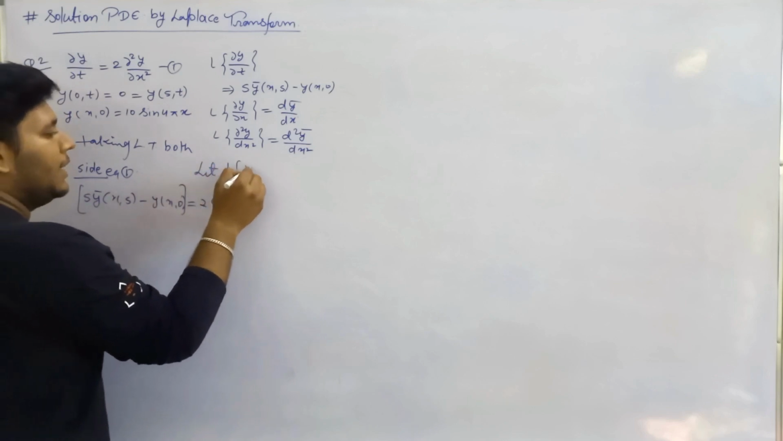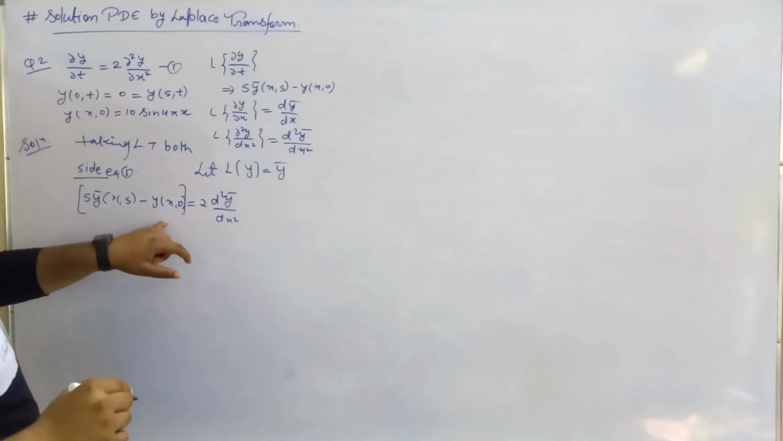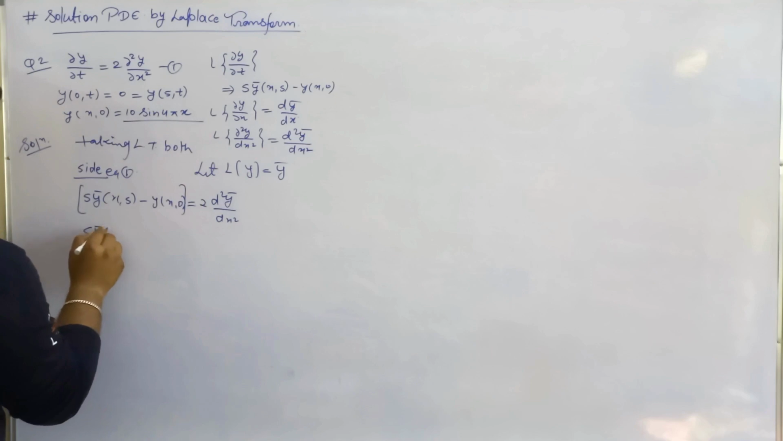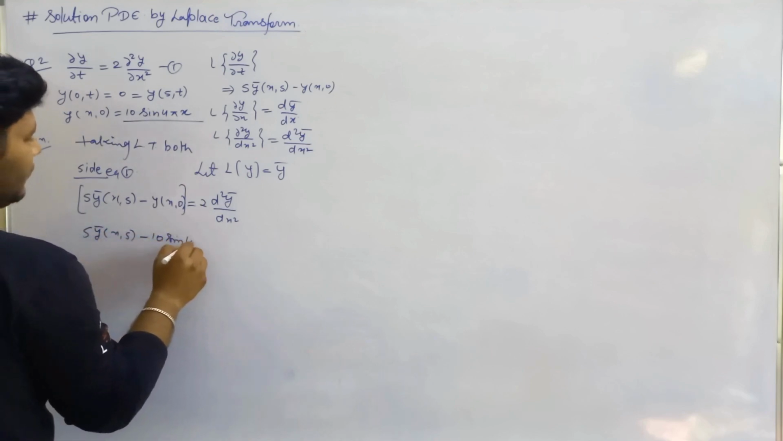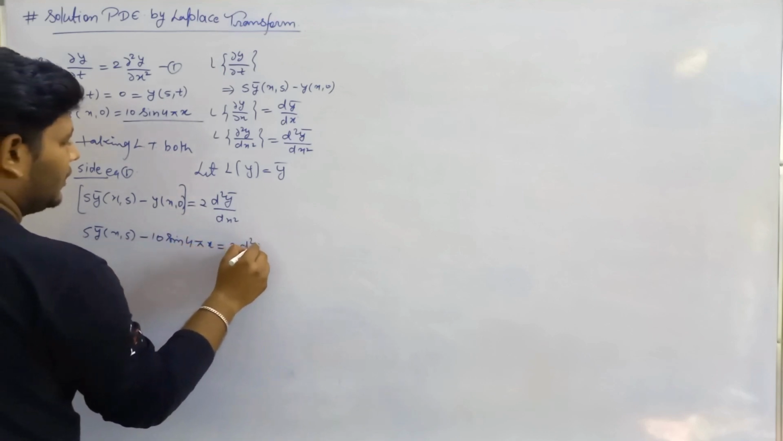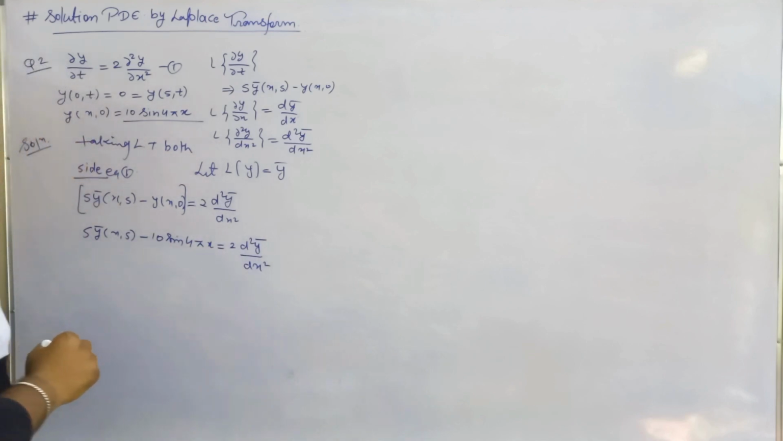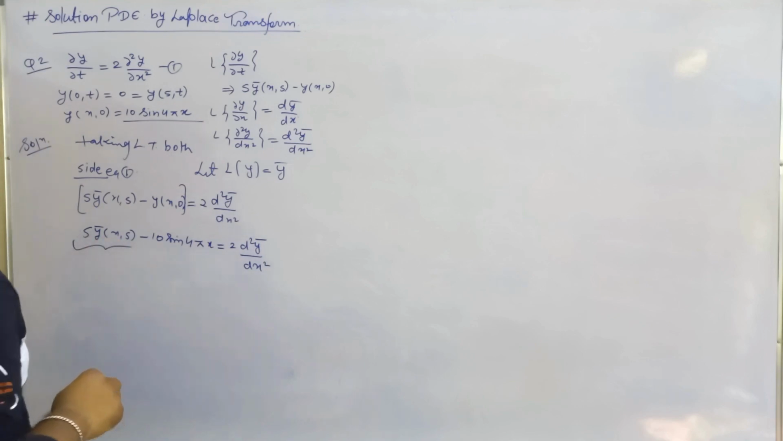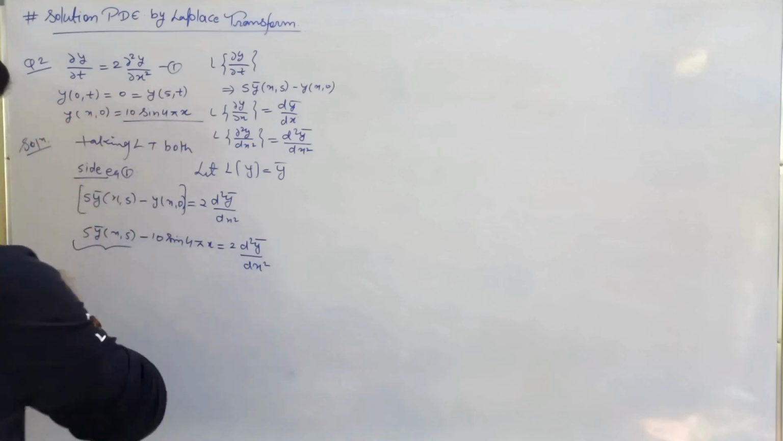Let us consider the Laplace of y as y bar. Now here we can put the value of this, which is nothing but 10. So s y bar x s minus, so it is 10 sine 4 pi x, equals 2 d2 y bar over dx square. Here we have the value of y bar x s. What is the value for this? We can calculate it by using x comma 0. Okay, no problem.